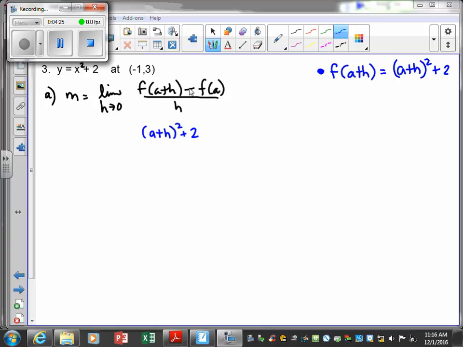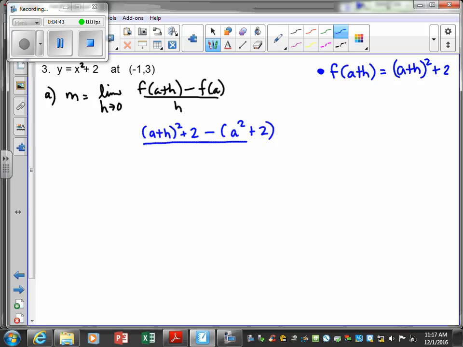Now we want to subtract out f of a, which is the original function. If I plug in that, what do you get here? So a squared plus 2. Careful with this negative. We're going to end up distributing this out in a minute. So let's simplify that. And we're taking the limit of that function as h approaches 0. So the next thing I want you to do is just algebraically simplify. So FOIL this out. Simplify that. Don't forget to distribute this negative, and let's simplify our numerator.